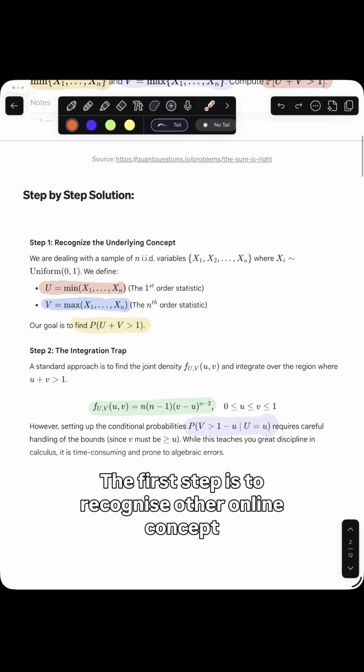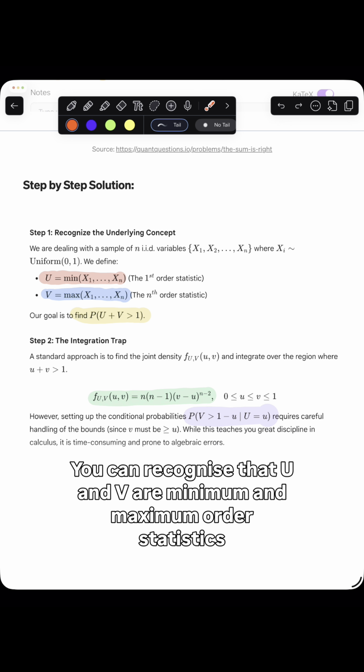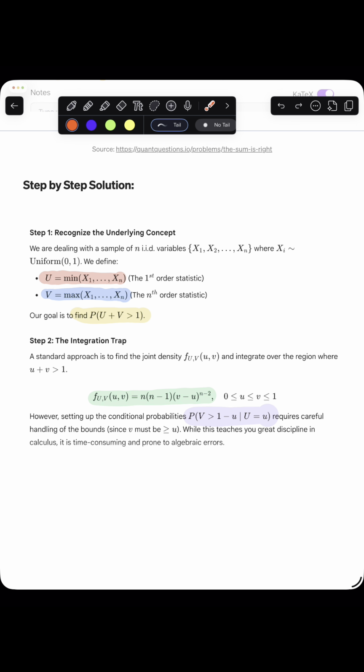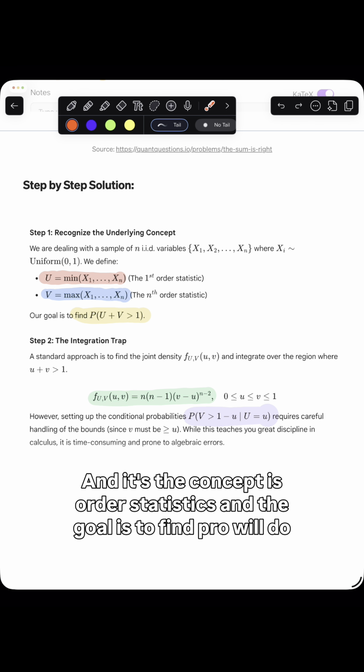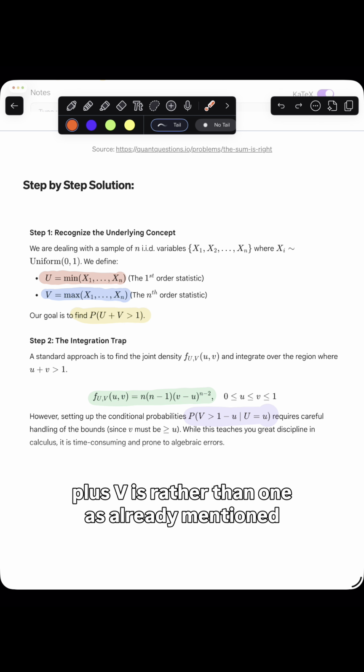The first step is to recognize the underlying concept. You can recognize that U and V are the minimum and maximum order statistics respectively, and the concept is order statistics. And the goal is to find the probability that U plus V is greater than 1, as already mentioned.